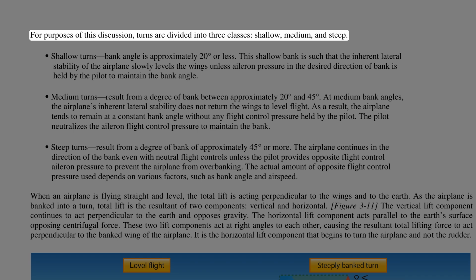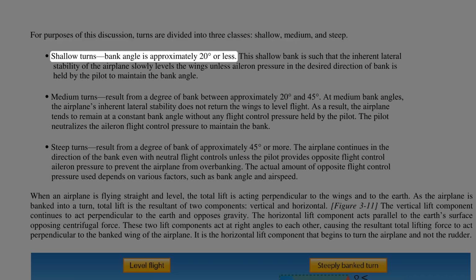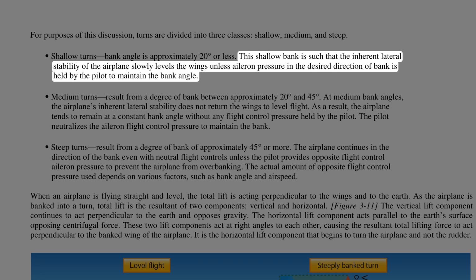For purposes of this discussion, turns are divided into 3 classes: shallow, medium, and steep. Shallow turns. Bank angle is approximately 20 degrees or less. This shallow bank is such that the inherent lateral stability of the airplane slowly levels the wings, and less aileron pressure in the desired direction of bank is held by the pilot to maintain the bank angle.